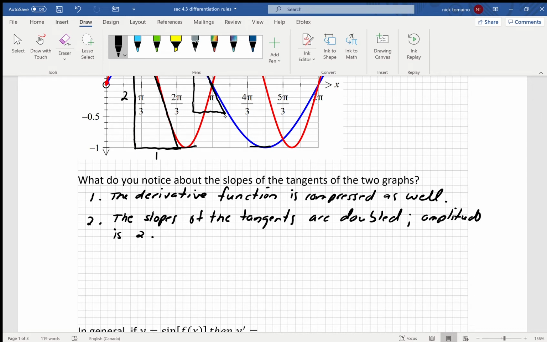So therefore, if f of x is equal to sine 2x, then the derivative is going to equal cos 2x, and then we're going to times it by 2. So it's going to be 2 times cos 2x. So the amplitude of this one is 1. The amplitude of the derivative is 2.